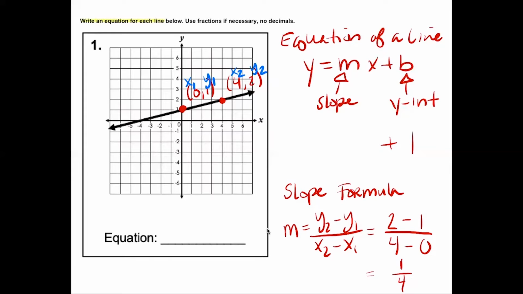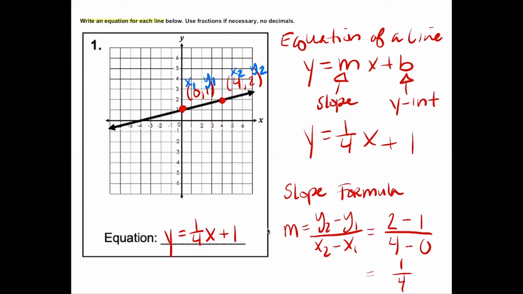Remember that our final answer has to look like this, y equals mx plus b. I already had my y-intercept, 1. I got that from my picture. The line crosses the y-axis at 1, and I just found my slope. So I'm going to put the slope in here for m. y equals 1/4 x plus 1. So the equation of this line, my final answer, is y equals 1/4 x plus 1. Remember the directions say use fractions, no decimals. So we use 1/4, not 0.25.